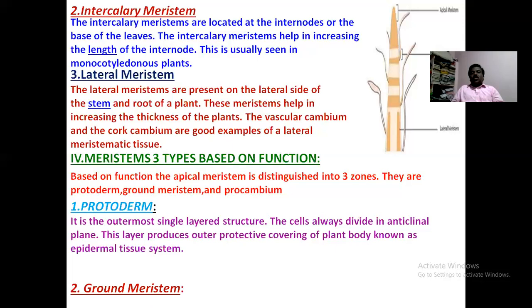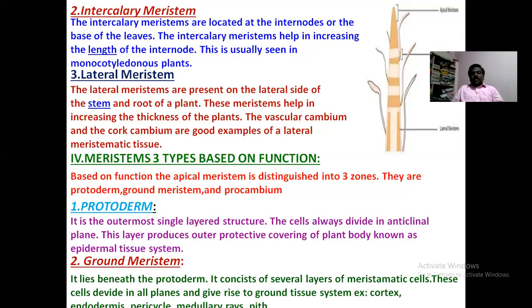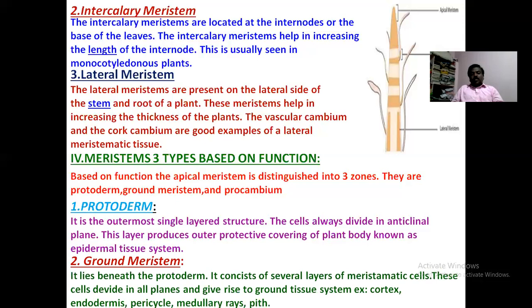And the second one is ground meristem. It lies beneath the protoderm. It consists of several layers of meristematic cells. These cells divide in all planes and give rise to the ground tissue system.